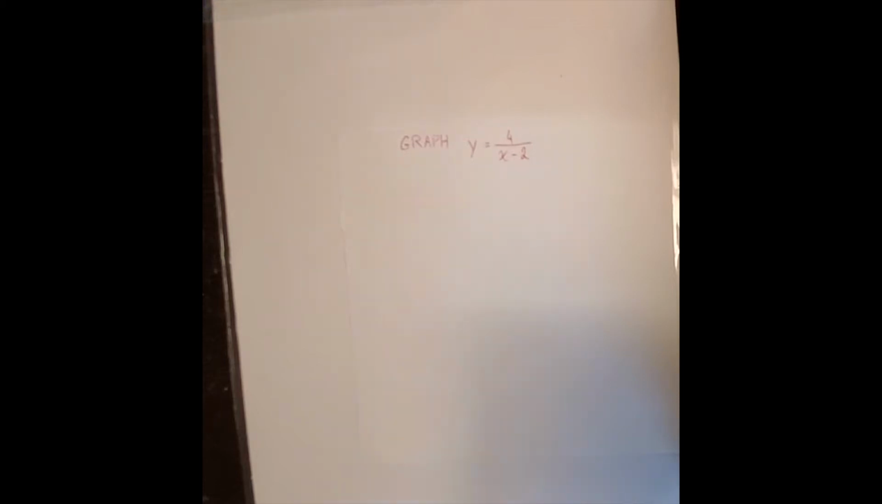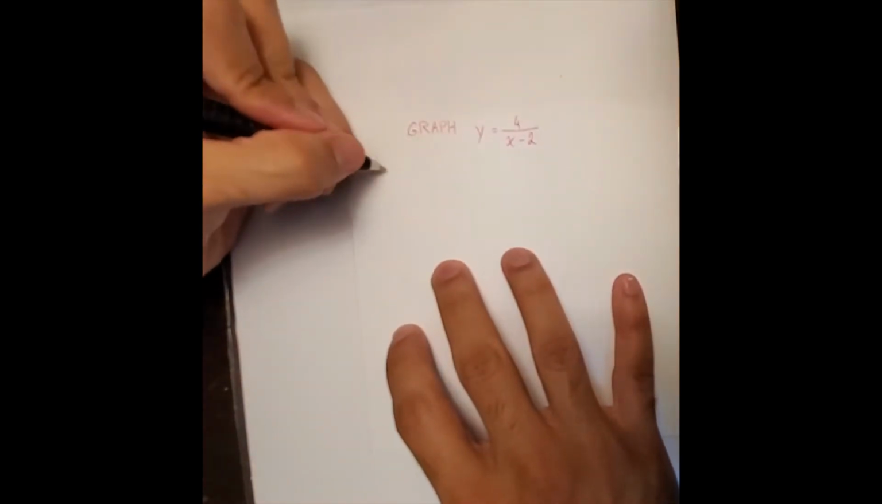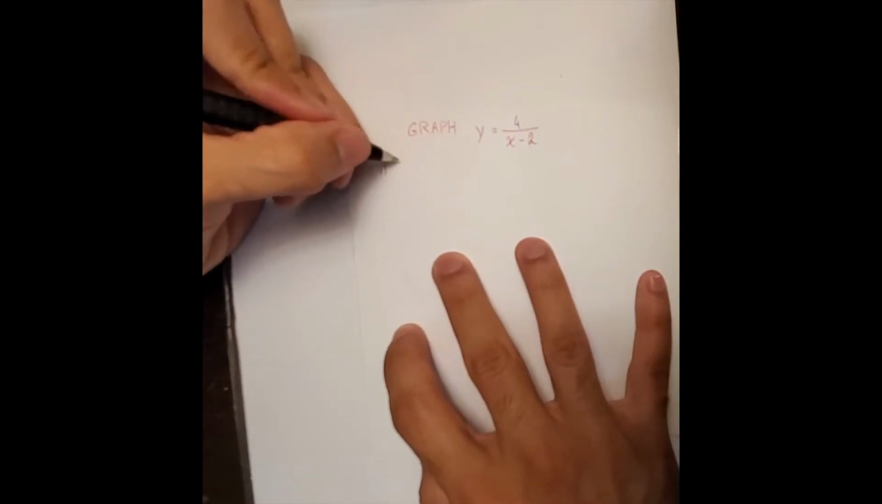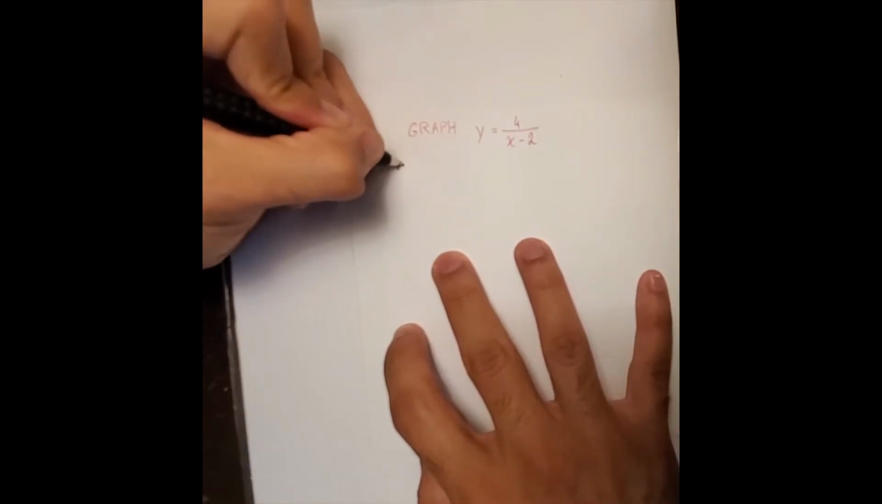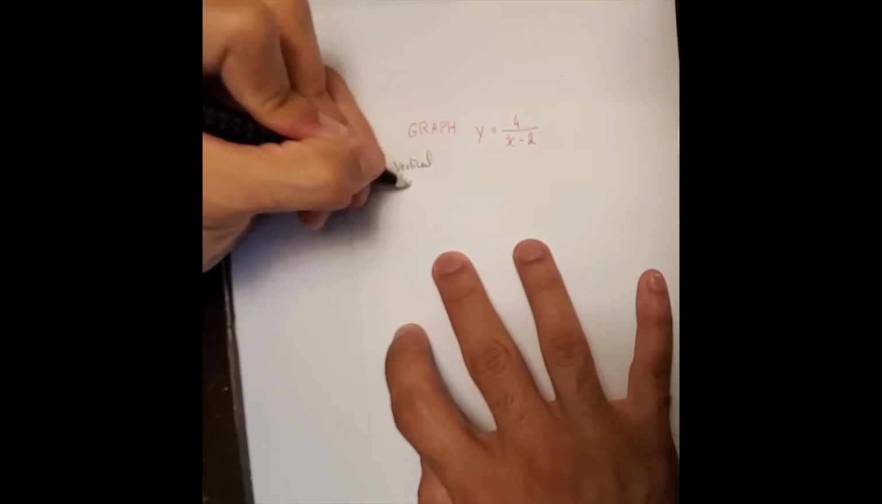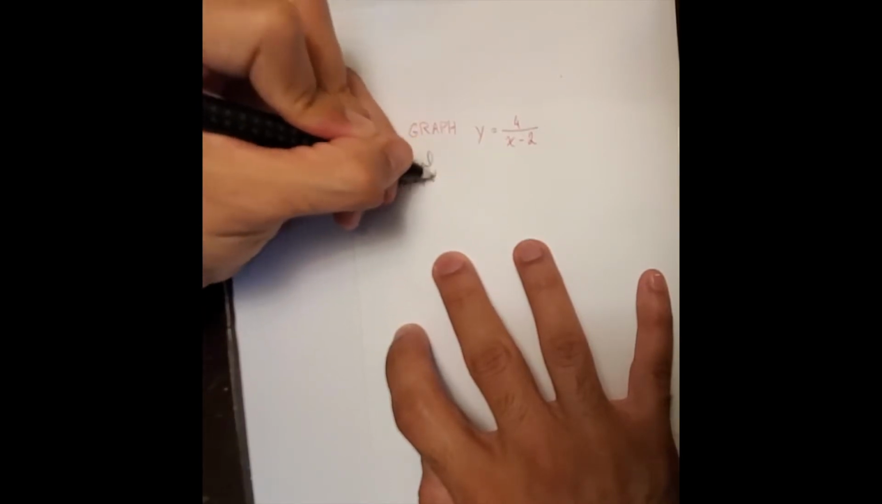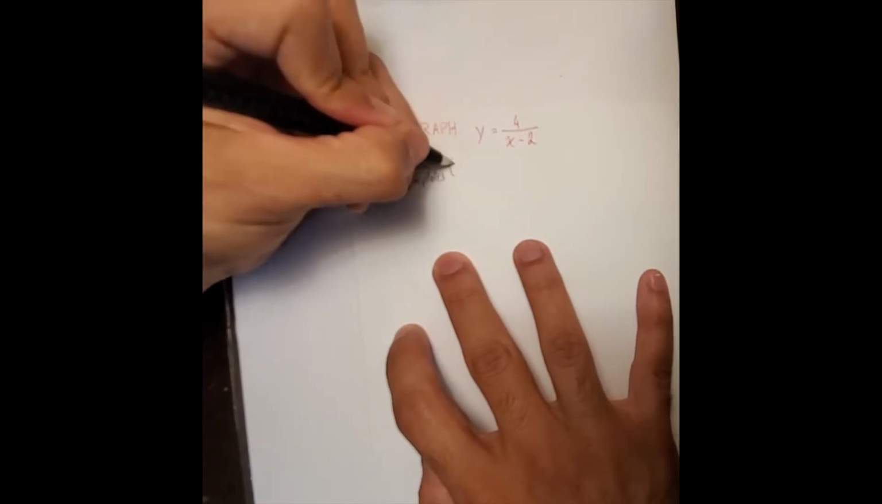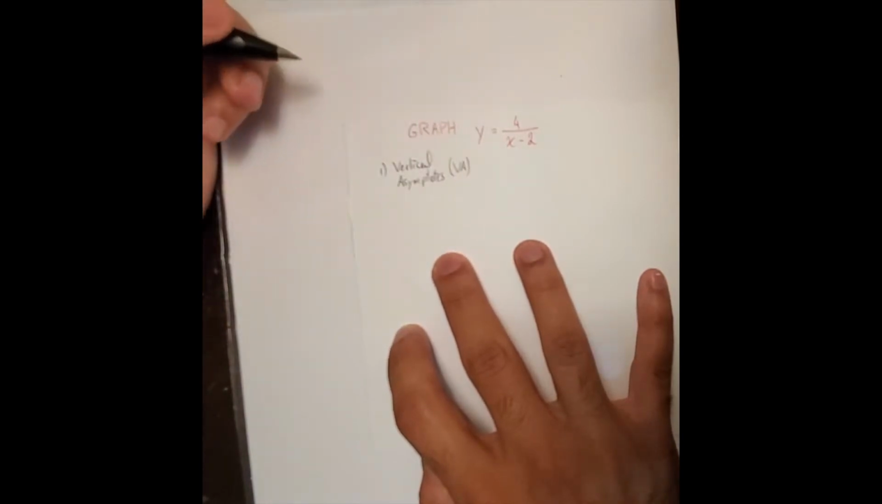All right, folks, here we have an exercise of graphing a rational function. We want to graph y equals 4 over x minus 2. To graph rational functions, you have to follow these steps. First thing you do is find the vertical asymptotes. We're going to call them VA from now on, vertical asymptotes.